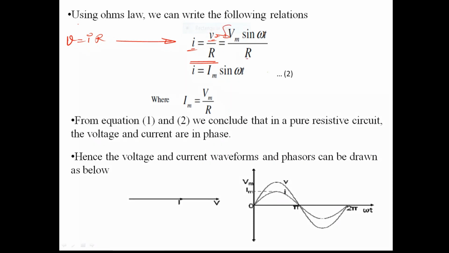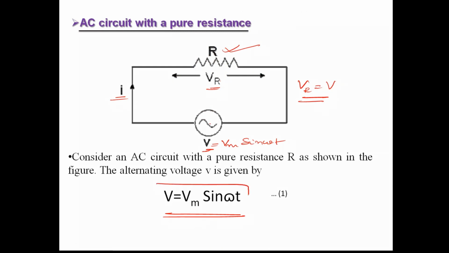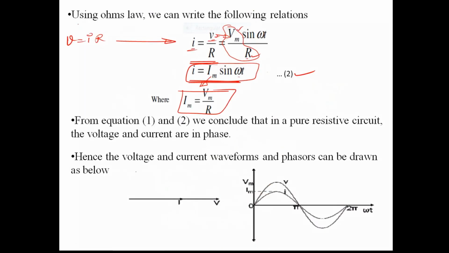Now in this, Vm by R is a constant. Vm is a constant, R is also a constant. So I can write this expression as I is equal to Im sin omega t, where Im is defined as Vm by R. If you look at equation 2 and equation 1, both look alike. Equation 1 is V is equal to Vm sin omega t, and equation 2 is I is equal to Im sin omega t.